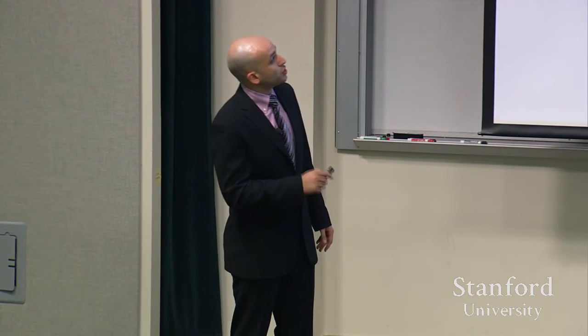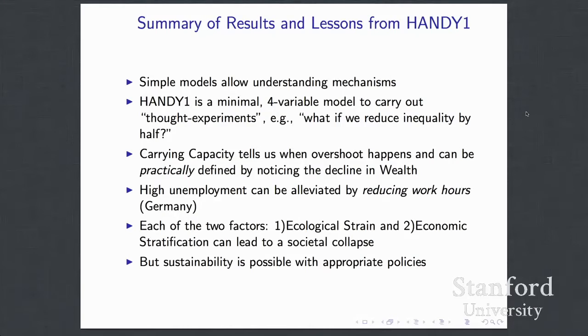So with this, I think I would just go to conclusions from Handy 1. We use this minimal model basically to understand mechanisms behind different social dynamics, particularly sustainability and collapses of societies. We have this 4-variable model, and we did these thought experiments. And that's what we use Handy for, just for thought experiments that help us understand these interactions and long-term evolution.